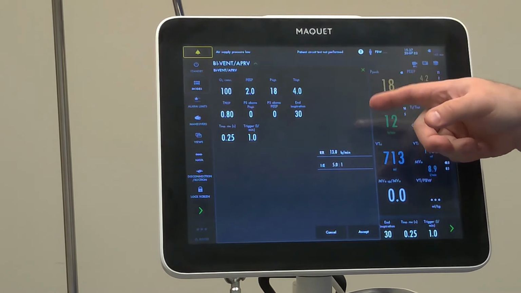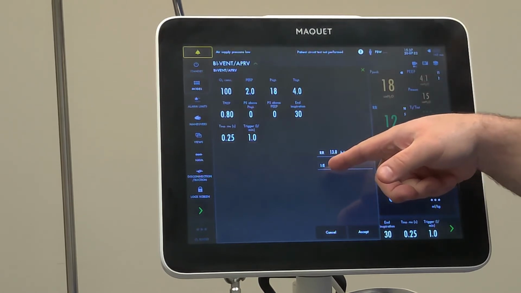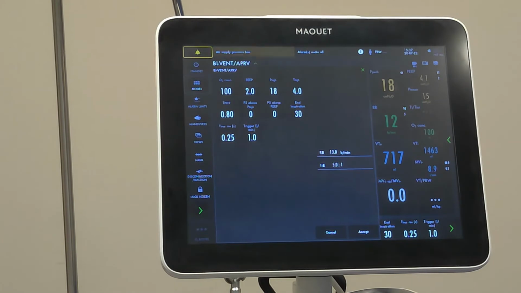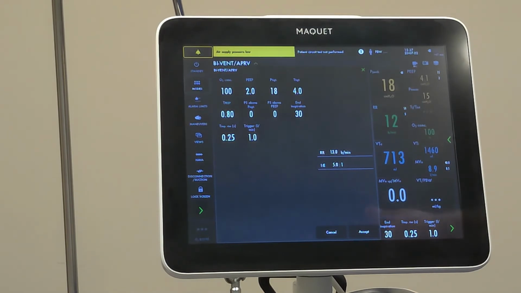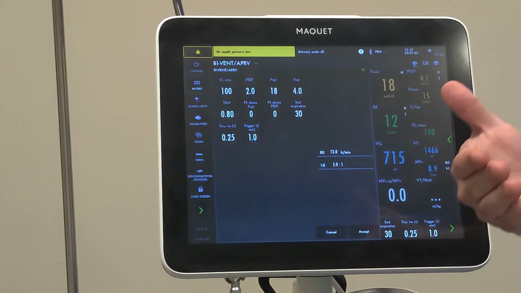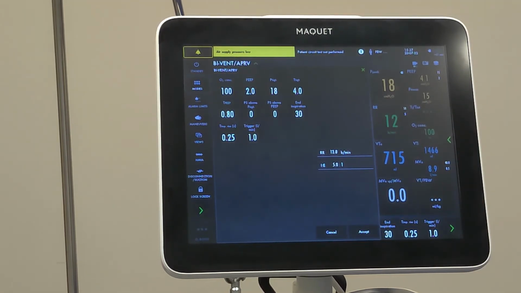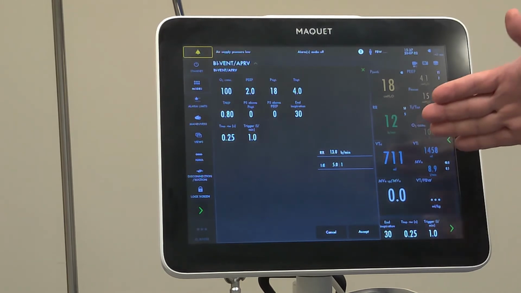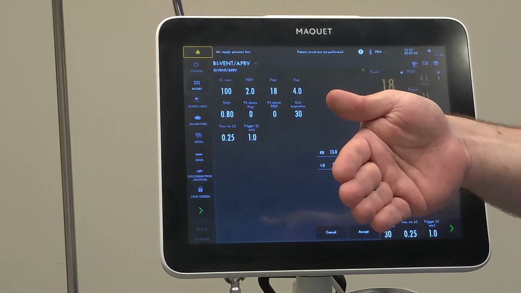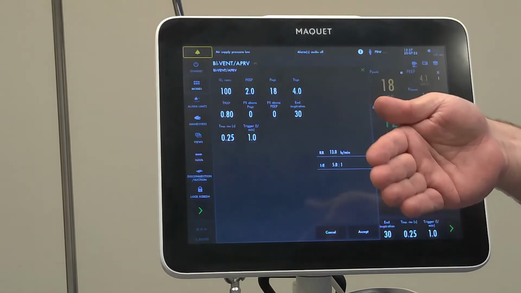And if you see right here below the 13, it says I to E 5 to 1, which is essentially what APRV is. It's essentially inverse ratio ventilation with much more pressure. You can do this kind of ventilation in volume control. However, it's a lot more effective to do it, and you can do much more extreme I to E ratios in APRV.